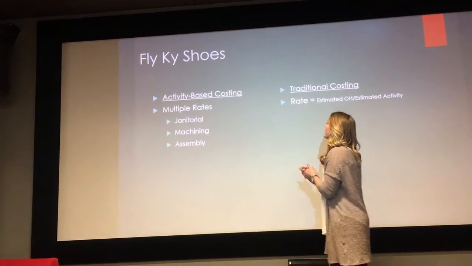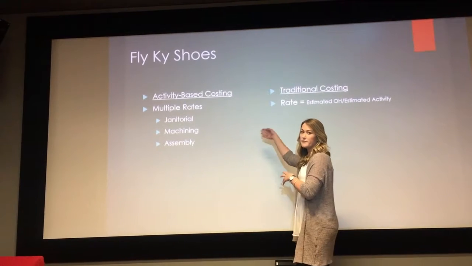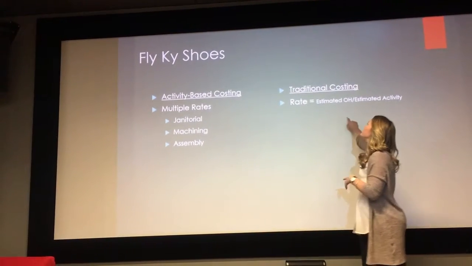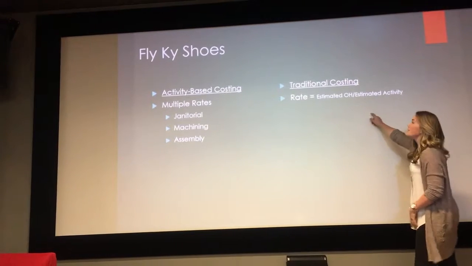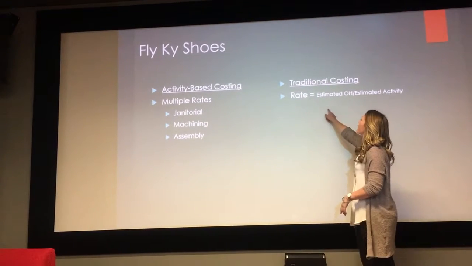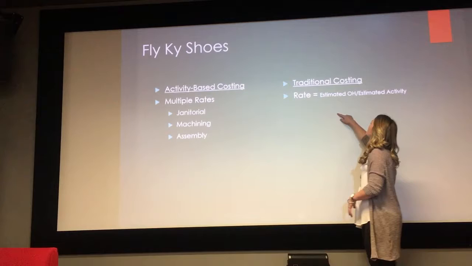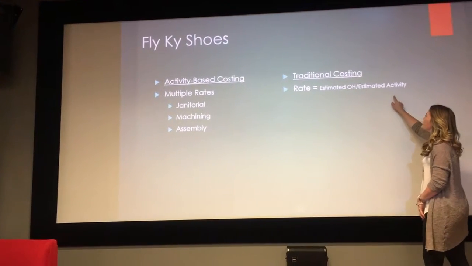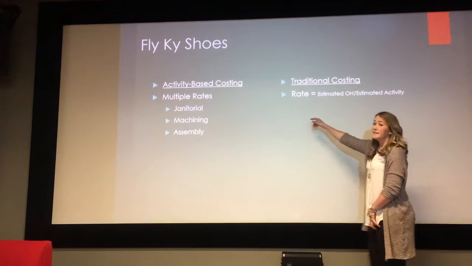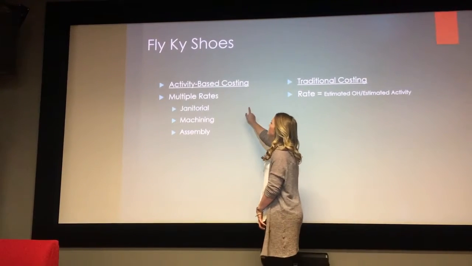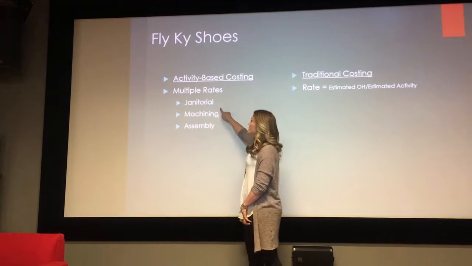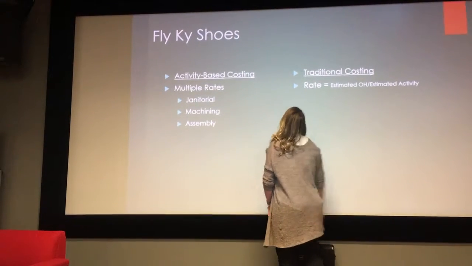Okay, so generally there are two methods for calculating costs. There is activity-based and there's traditional costing. With traditional costing, they use a predetermined overhead rate, which is calculated using the estimated overhead divided by the estimated activity. With activity-based costing, we use multiple rates, and for our instance, we're going to use janitorial, machining, and assembly.